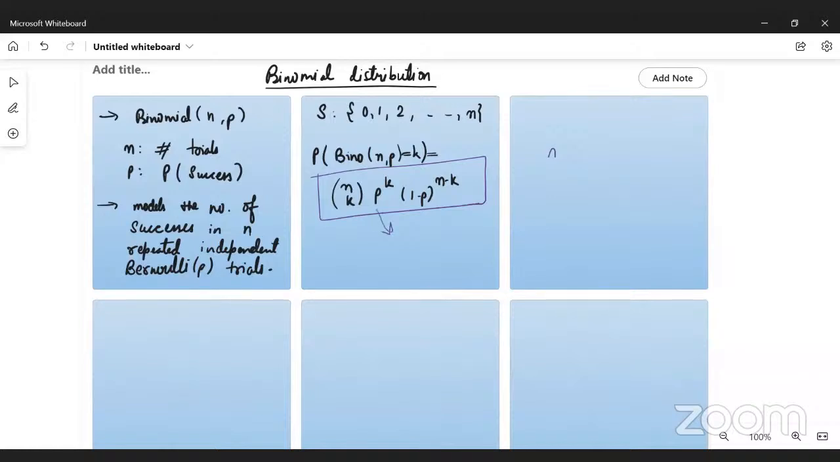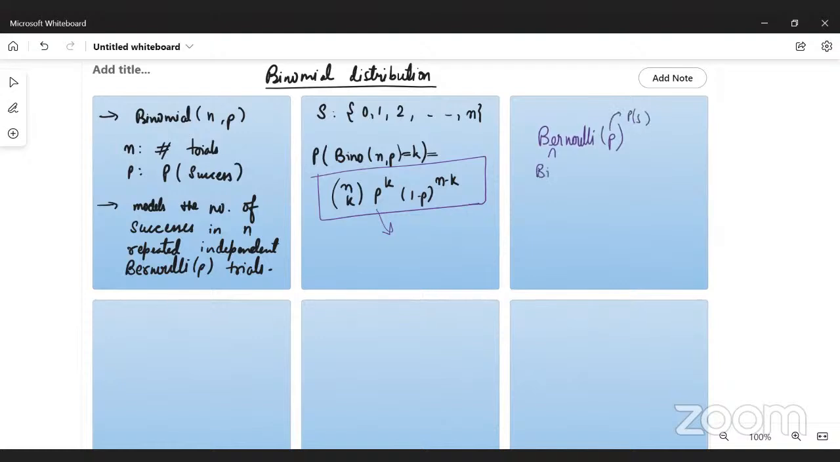Ma'am, in binomial distribution, these 3 parameters came: n, p, k. In binomial you have just 2 parameters. So in case of Bernoulli, you just have one parameter, that is p, and it is called the probability of success.